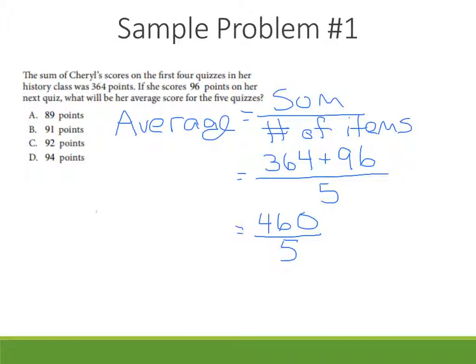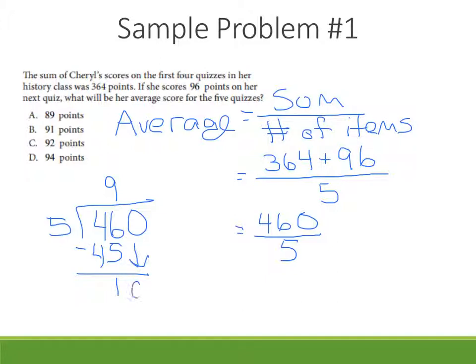If we add 364 plus 96, we're going to get 460. Okay, and we do 460 up to the side here, divided by 5. 5 doesn't go into 4, but it'll go into 46 9 times. That's 45. We subtract and get 1. Bring down that 0. Okay, and then 5 will go into 10 twice. We subtract and get 0. That's good. So her average for these quiz grades is going to be 92 points. Letter C.